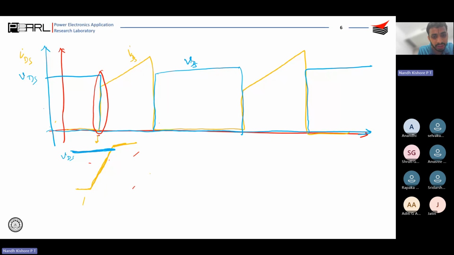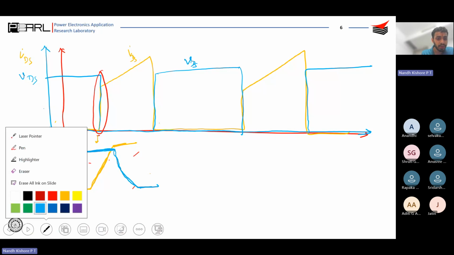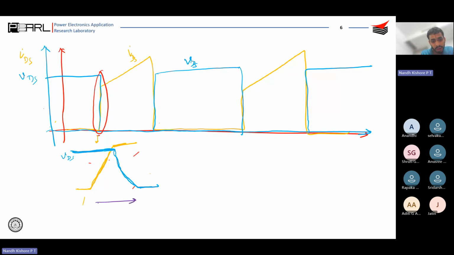So VDS is like this, and only after the device current has increased to the rated value will your device voltage fall. This is the zoomed in region. So you understand that for some time, what do we understand? There is a definite time taken for the device current to rise.